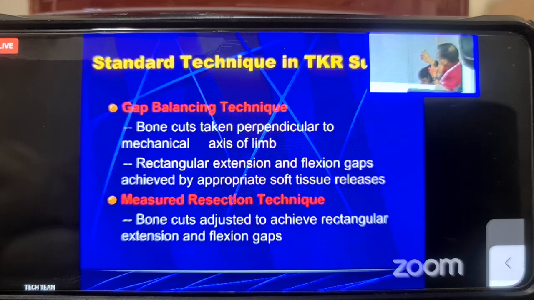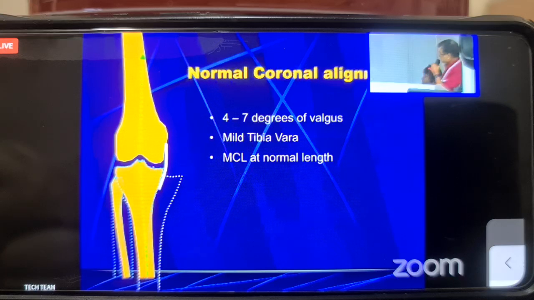Okay, so just very quickly through the technique, the gap balancing technique. There are basically two techniques: gap balancing and measured resection. So here the bone cuts are taken perpendicular, and then extension gaps are done by soft tissue releases, and measured resection, the bone gaps are taken to achieve the dissection. So just quickly going through this, so it's a bit of a challenge.